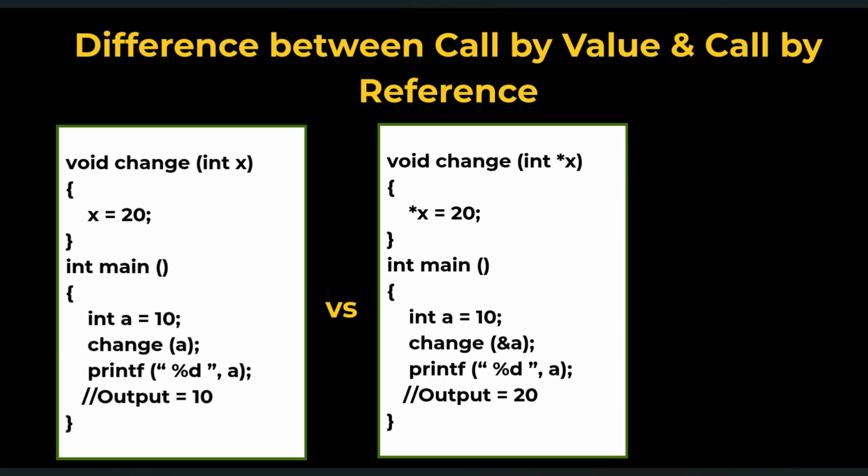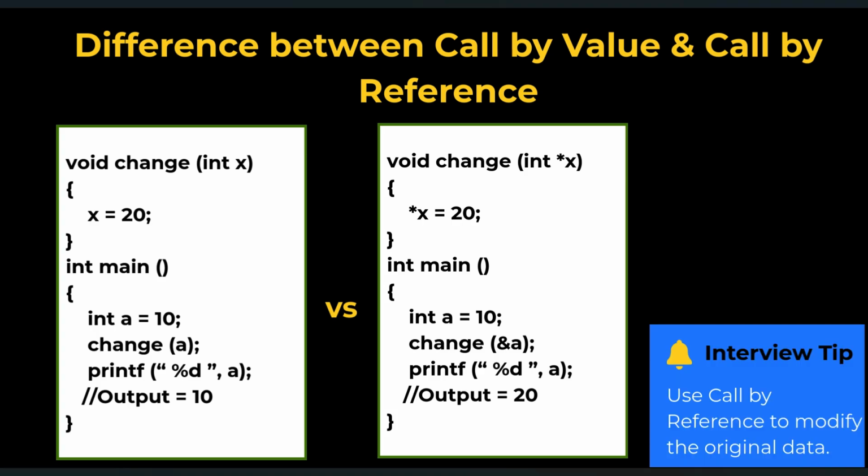If you check both the programs here, the first indicates call by value, where changes made inside the function are not affecting the original value of the variable. Whereas the second program is implemented using pointers and the changes made inside the function are affecting the variable. A quick interview tip from my side for this question is, call by reference is always used when we want a function to modify the original data.